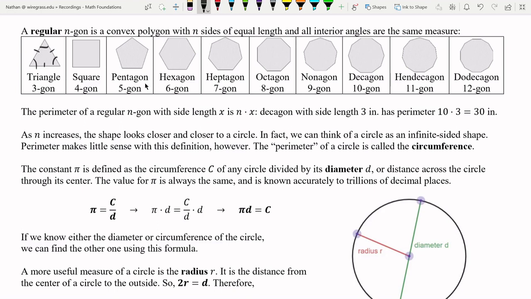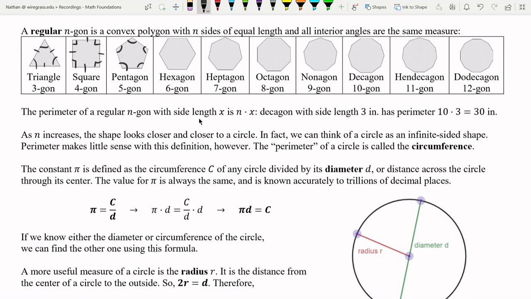For a four-gon, a four-sided shape, this is going to be a square. All the side lengths are equal, and all the angles are 90 degrees. For a five-gon, this is going to be a pentagon. Penta means five. They're all equal in length, and all these angles are equal in measure. Six-gon is going to be a hexagon. Seven is heptagon, octagon, nonagon, decagon, hendecagon, dodecagon. And it keeps on going to infinity.